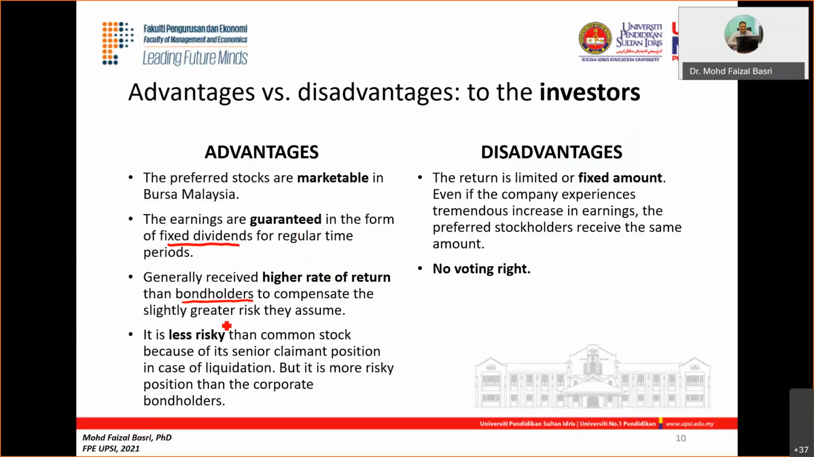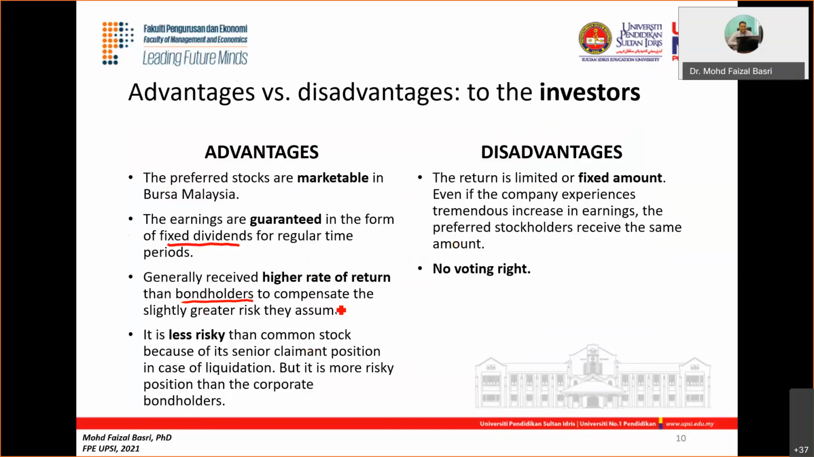Okay, slightly higher. Obviously, because you are actually facing higher risks as compared to bondholders, because bondholders, as I said earlier, the coupon are fixed and compulsory. But for dividend, it is fixed, but it's not compulsory. So therefore, you have some risk element there because there might be some years you don't have any dividend returns, especially if you are non-cumulative, because any unpaid, you're going to miss the opportunity of returns. And last advantage here, it is considered less risky as compared to the common stockholders.